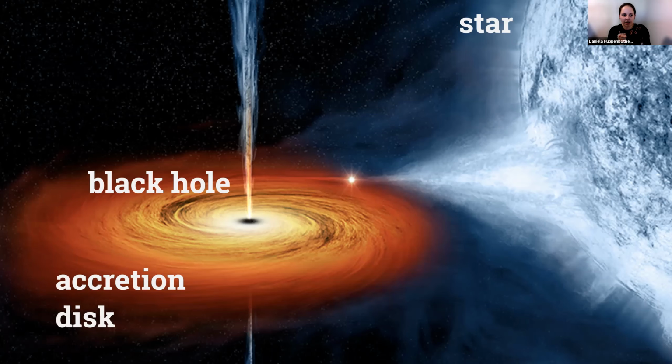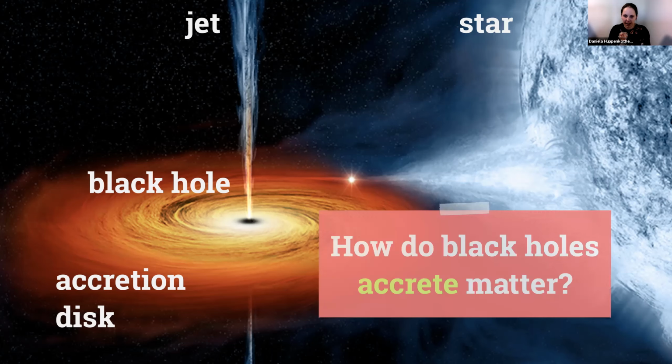Not all of this matter falls into the black hole. Some gets accelerated and spewed out again in these jets. This whole process is really interesting because there's a lot you can study about black holes, about the principles of relativity and gravity, about plasma physics, about particle acceleration. And so the basic question we're trying to answer is, how does all of this happen? How does matter fall into the black hole? And what can we learn about fundamental physics from there?